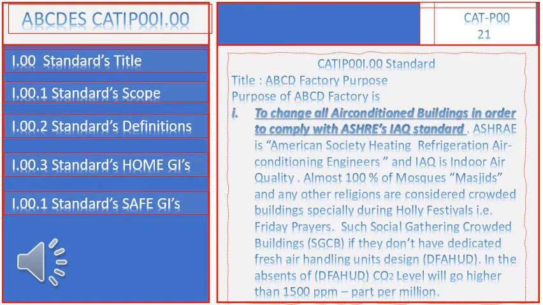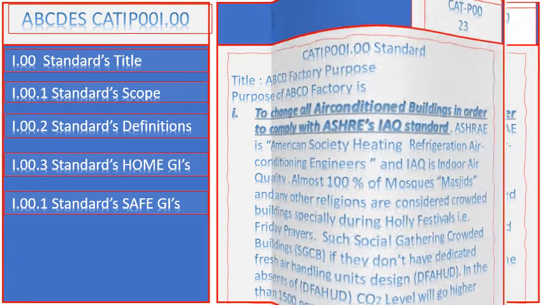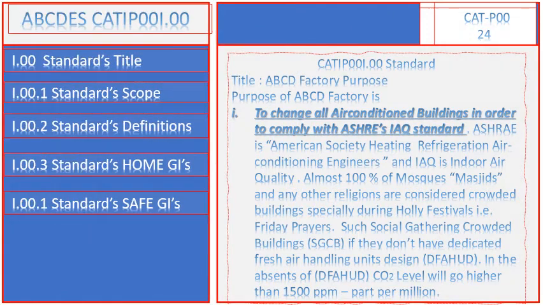The standard will follow this format. I say it will be thousands of pages. It will follow the standard title, standard scope, standard definitions, and standard home. Will explain it later on, GIs and safe GIs. This will be later on. So for the first standard you saw in the last page, the ABCD factory purpose, we have 4 purposes, like 4 goals.